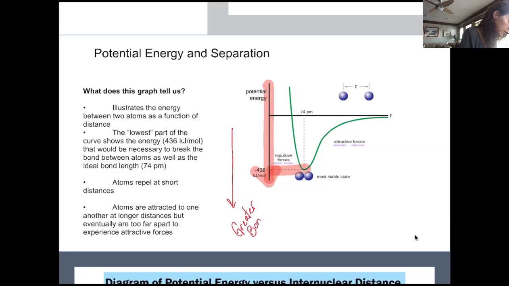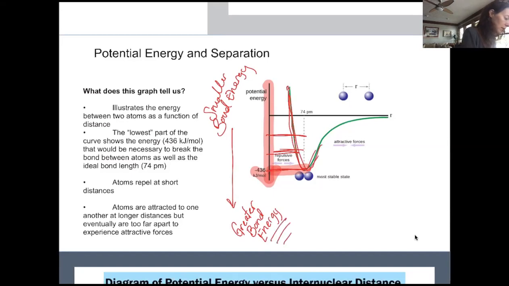That means the bond is stronger. It takes more energy to break it. Further up would be a smaller bond energy, okay? Now, when I say further up, I mean compared to here, to here, to here. The further down this hill or this dip goes, the greater the bond energy. Let me clean up my screen a little bit. So the further down that dip goes right there, the greater those bond energies are.